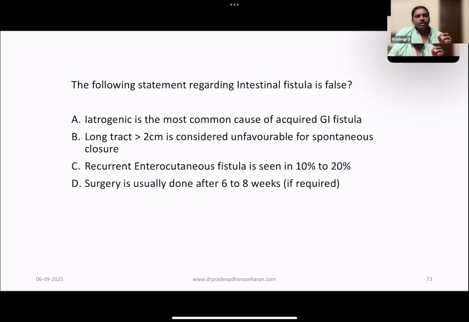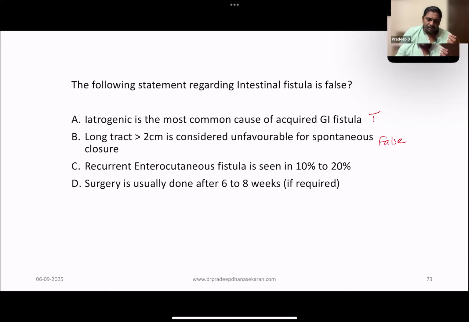The following statement regarding the intestinal fistula is false. Iatrogenic is the most common cause of acquired GI fistula. It's a true statement. Long tract, more than 2 centimeters, is considered unfavorable for spontaneous closure. Generally, longer tracts will close spontaneously. That is a false statement.